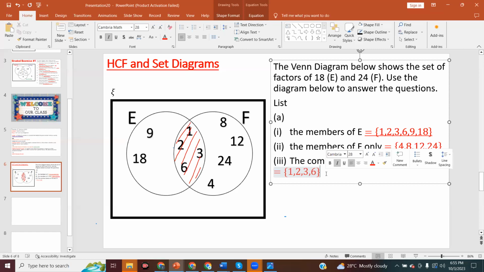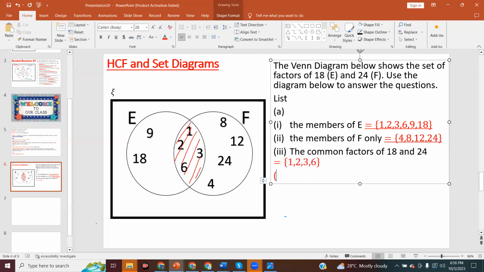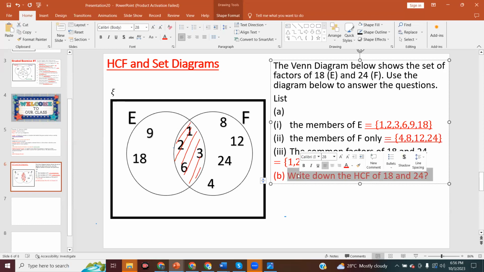All right, now the last part of this question is B. And here they want you to write down the HCF of 18 and 24. So put it inside the chat, please. What is the HCF of 18 and 24? And what does HCF mean?